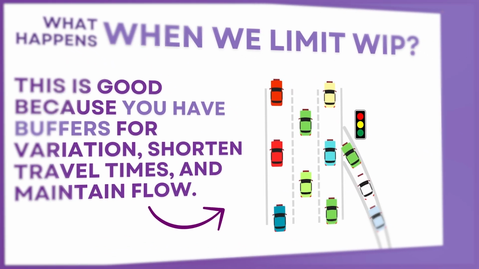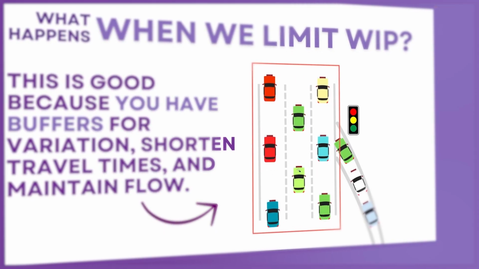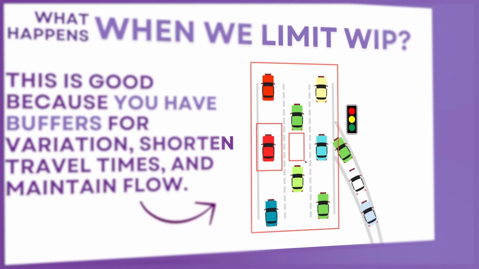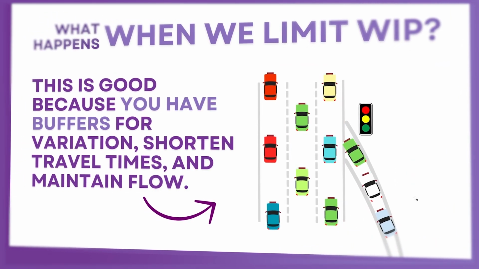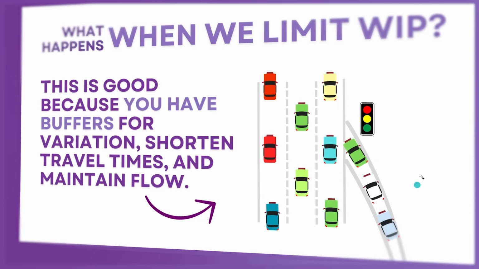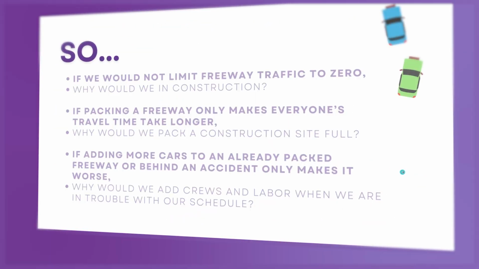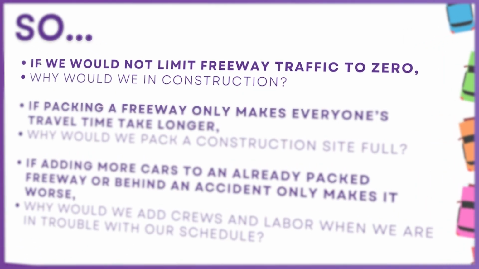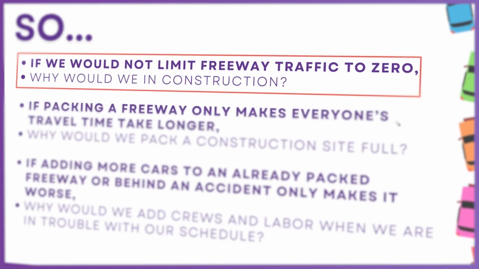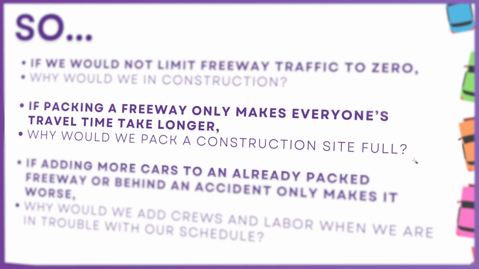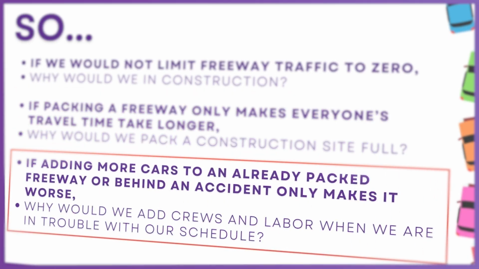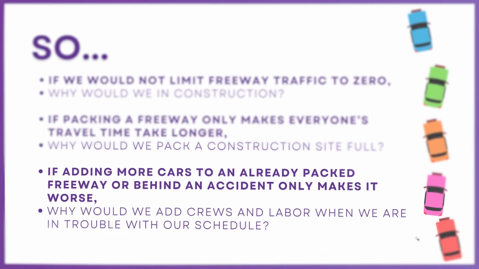And so what we do want to see here is we want to see the resource being balanced with utilization, with buffers in between, and regulating the cars that are entering the resource. So this would be aligning or controlling work in progress. Okay, and it's the fastest way for a freeway to run. So here are some questions. If we would not overload freeway traffic, why would we do it in construction? Okay, we wouldn't. If packing a freeway only makes everyone's travel time take longer, why would we pack a construction site? That's a good question because people do it all the time. And then if adding more cars to an already packed freeway or behind an accident only makes it worse, why would we add crews and labor when we are in trouble on our schedule?